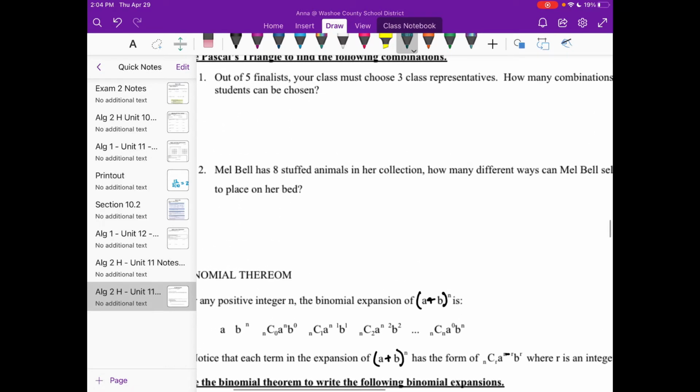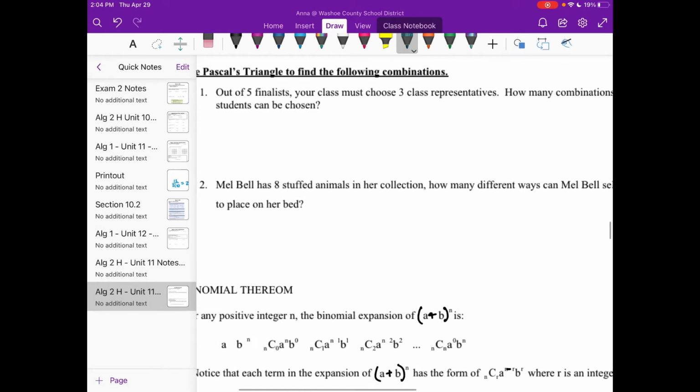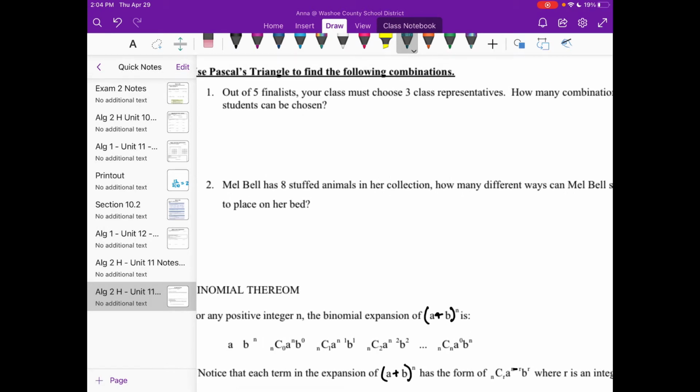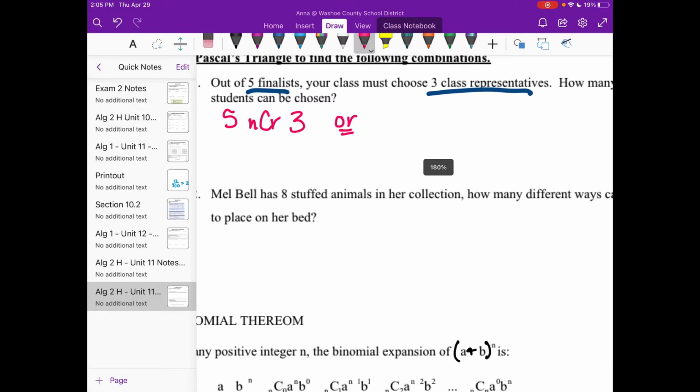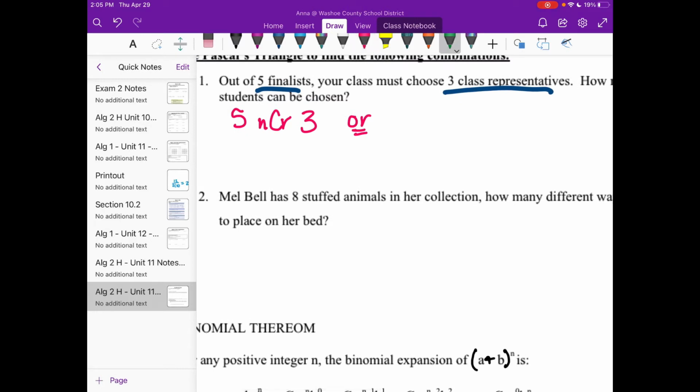You can always still do your 5 choose 3 or whatever, but we're going to try it on this one. So on number 1, out of 5 finalists, your class must choose 3 representatives. How many combinations of students can be chosen? So obviously we learned in day 2, we could do 5 and then that choose 3 function in your calculator, or if we really wanted to, now we could use Pascal's triangle.